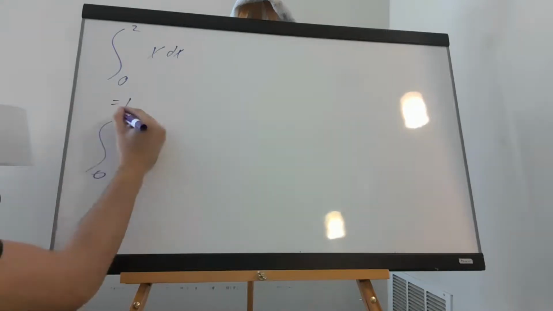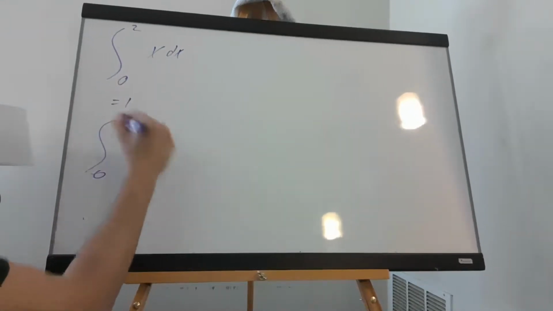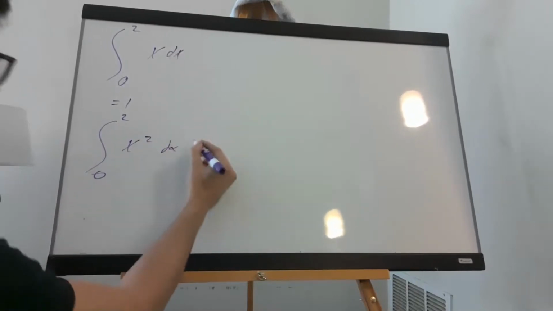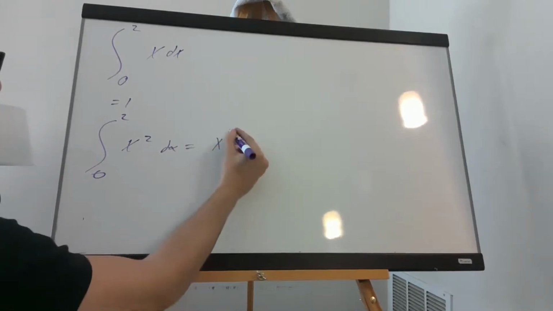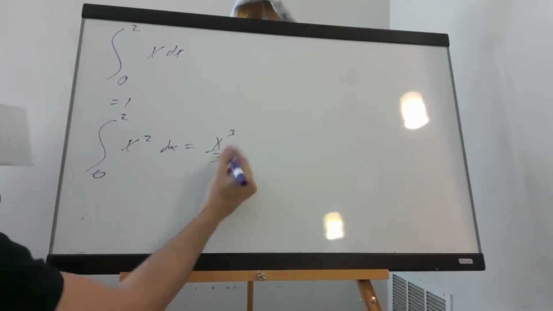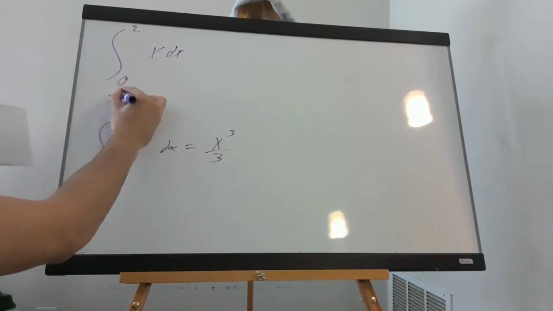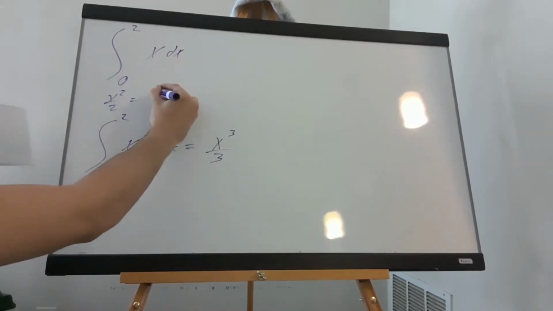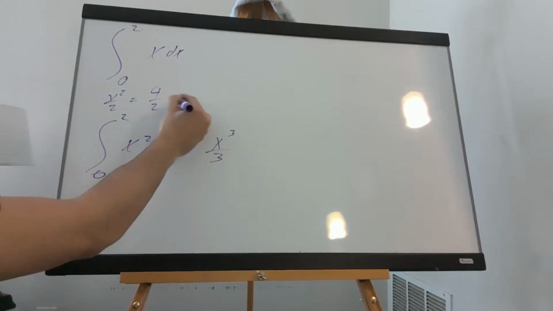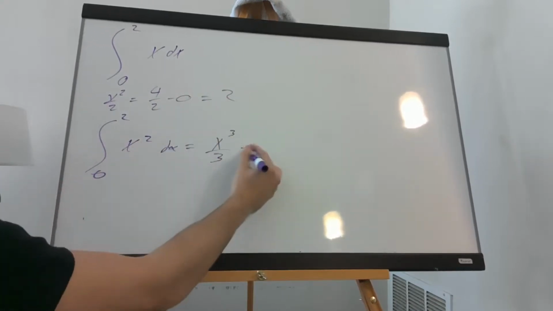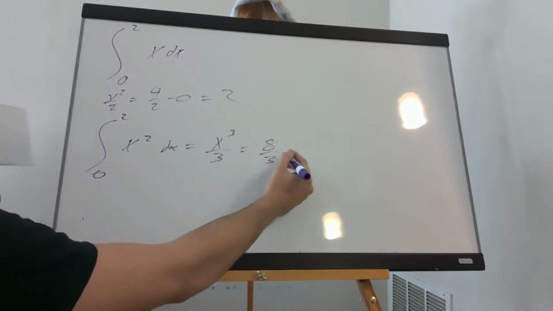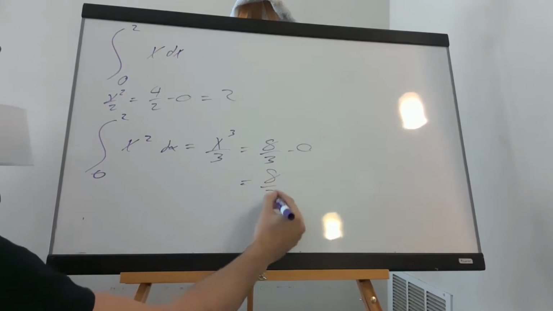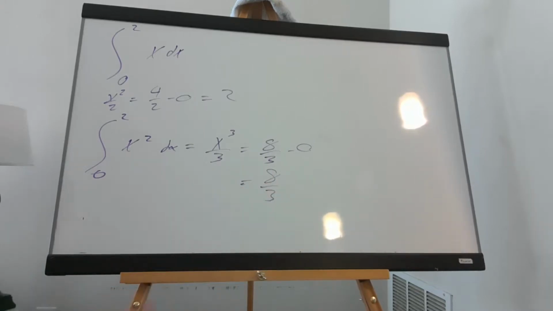Now, another definite integral. Let's see. So this is going to be x cubed over 3, just squared over 2 equals 4 over 2 minus 0 equals 2. This is 8 over 3. So these ones right here, the reason I just kind of drew that out is you don't have to put plus c for these.